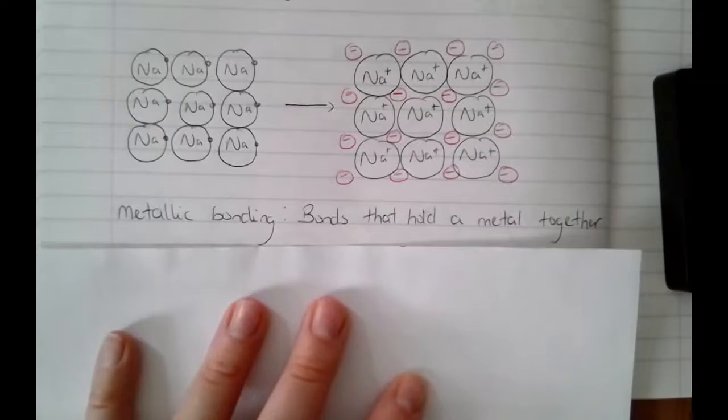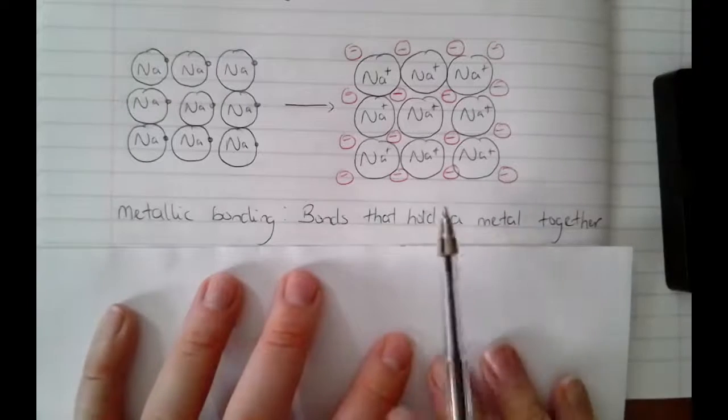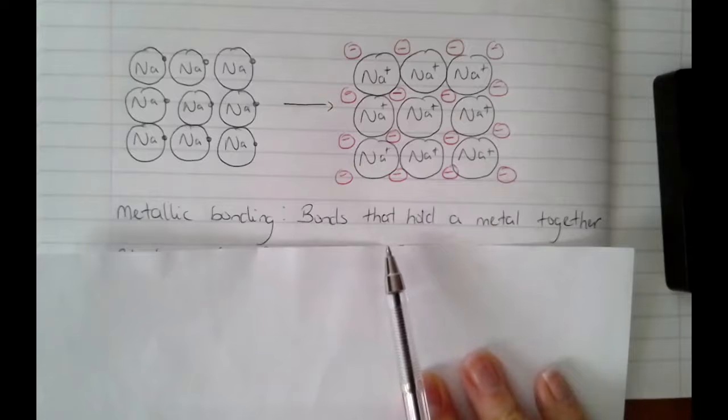In a piece of gold, it's the bonds that hold the golds together. In a piece of sodium, it's the bonds that hold the sodium together. However, this definition here is not going to get you any marks. Just like if you were asked what is an ionic bond and you said the bond between a metal and a non-metal, that doesn't get you the marks.